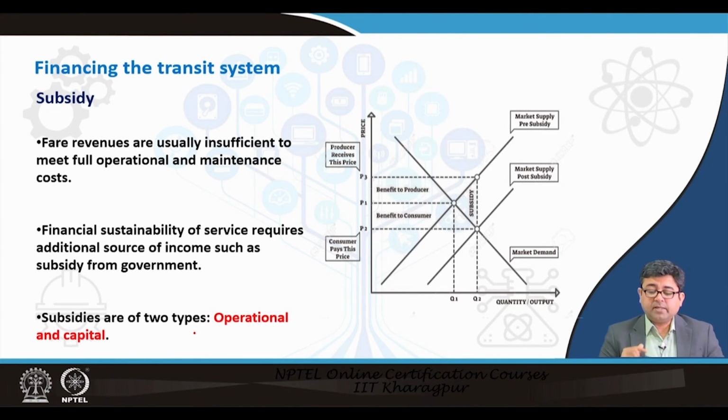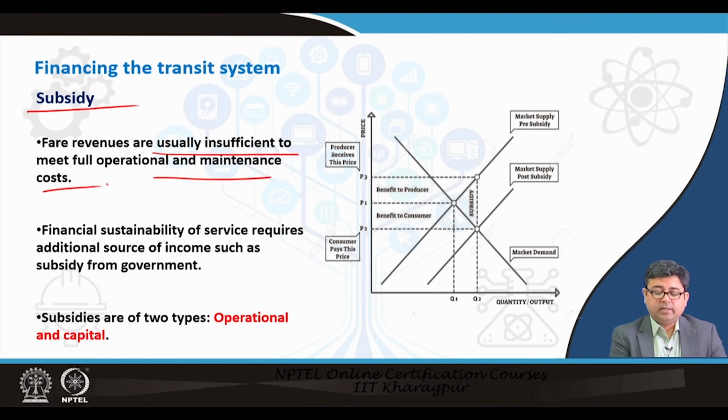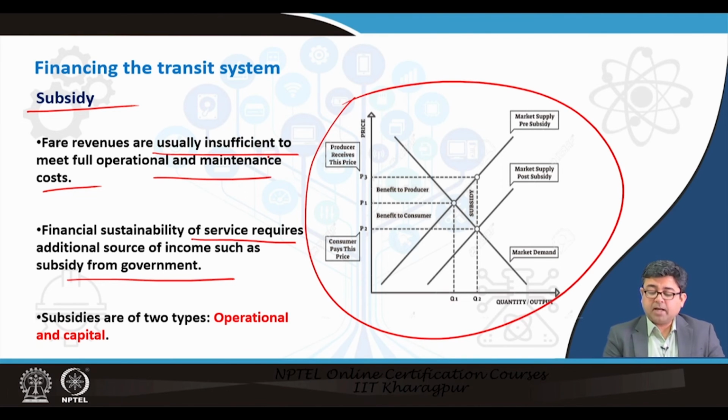This is a very basic figure that shows how subsidies work. Fare revenues are, like we said, usually insufficient to meet operational and maintenance cost, and financial sustainability of service requires an additional source of income such as subsidies from the government. If you look at a supply demand curve, this is the demand for public transportation services, and this is the supply curve prior to subsidy. Prior to subsidy, anybody is paying a fare of P1 for a quantity.